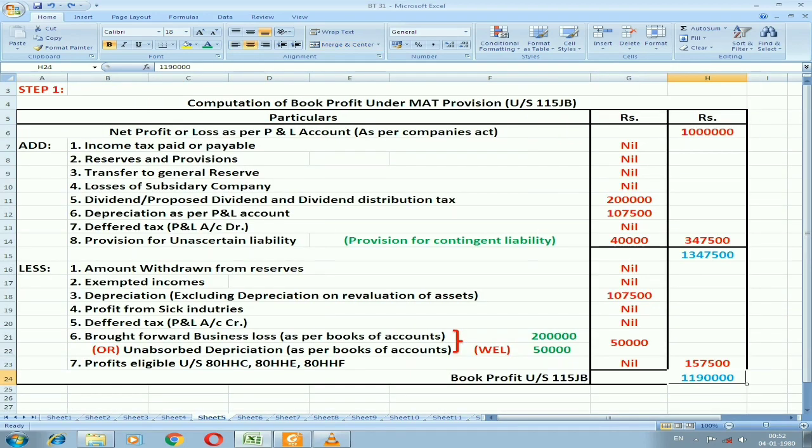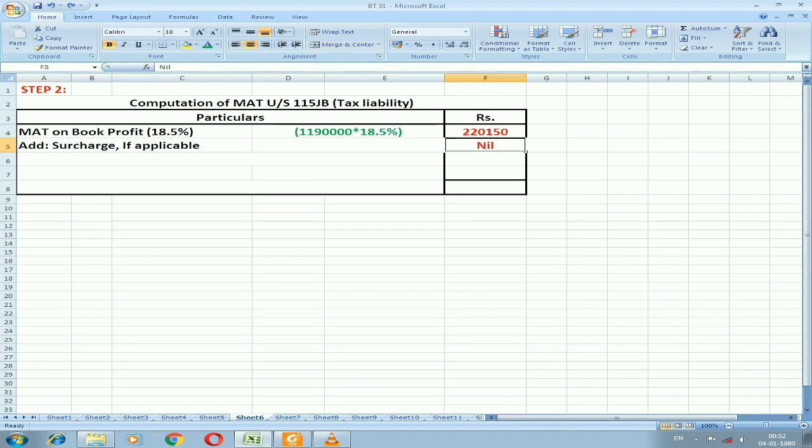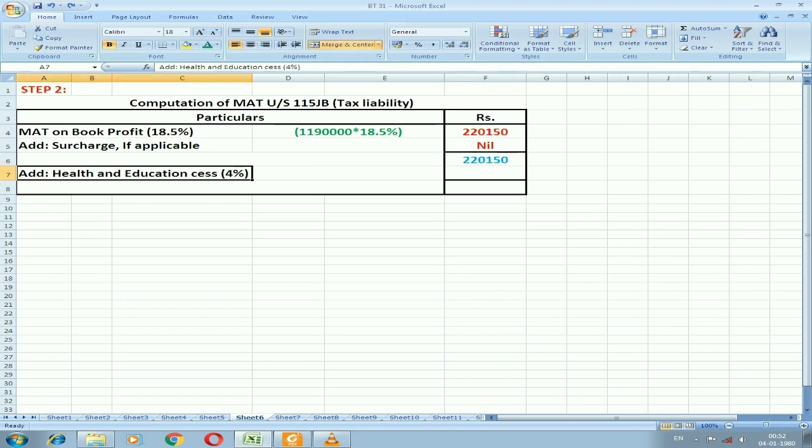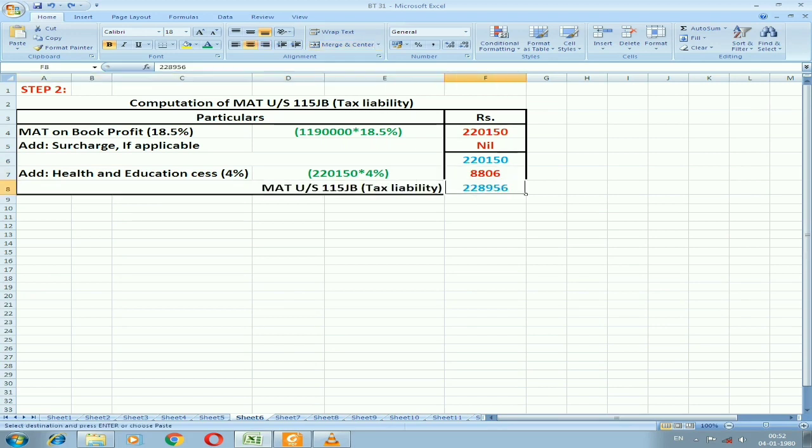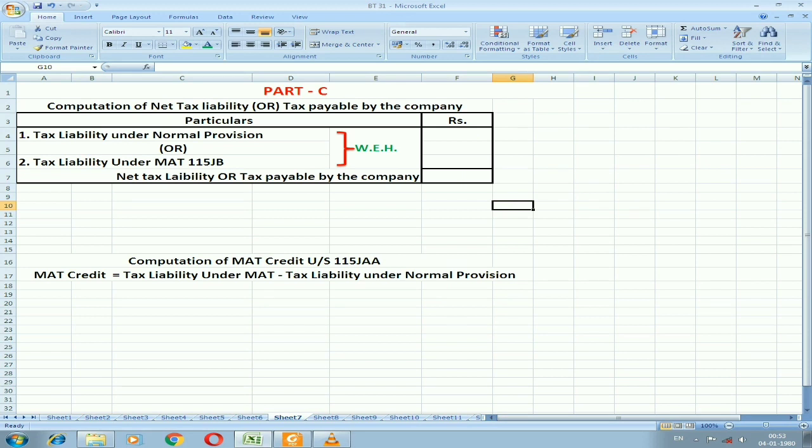Then add surcharge. As the book profit doesn't exceed 1 crore, it will be nil. The total will be the same. Then we need to add education and health cess at 4%. We'll get 8,806. Add that amount, and we'll get 2,28,956. So we have found the taxes as per normal provision and also as per MAT.